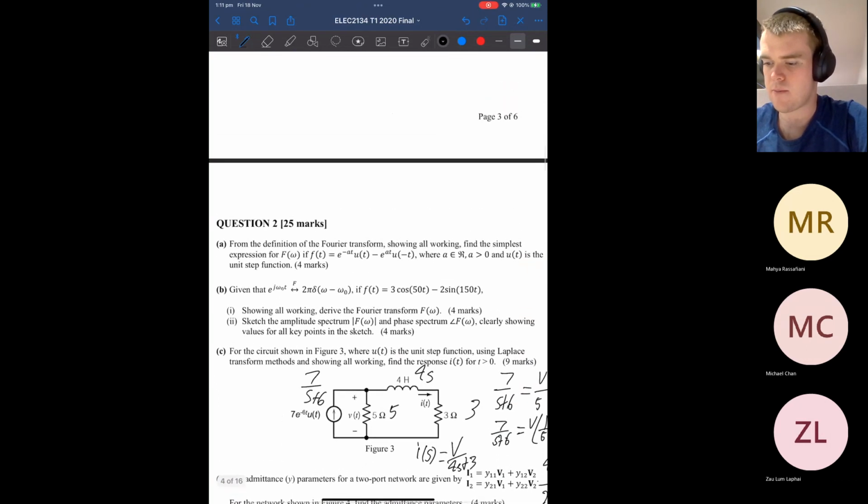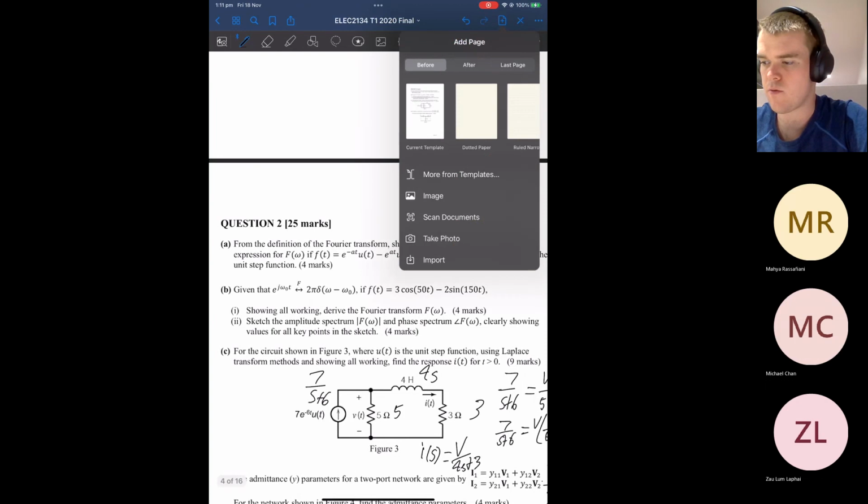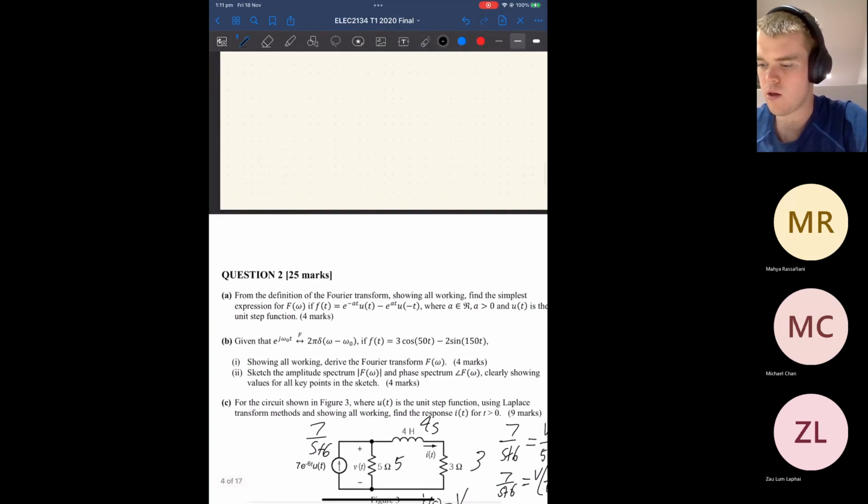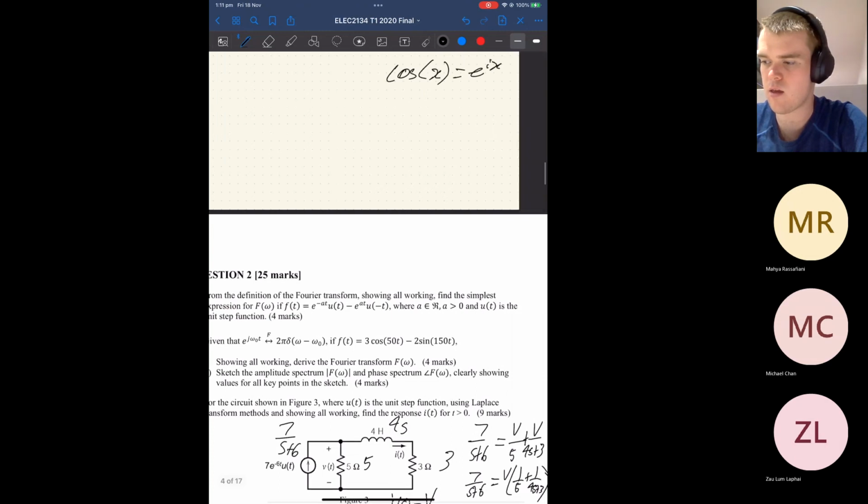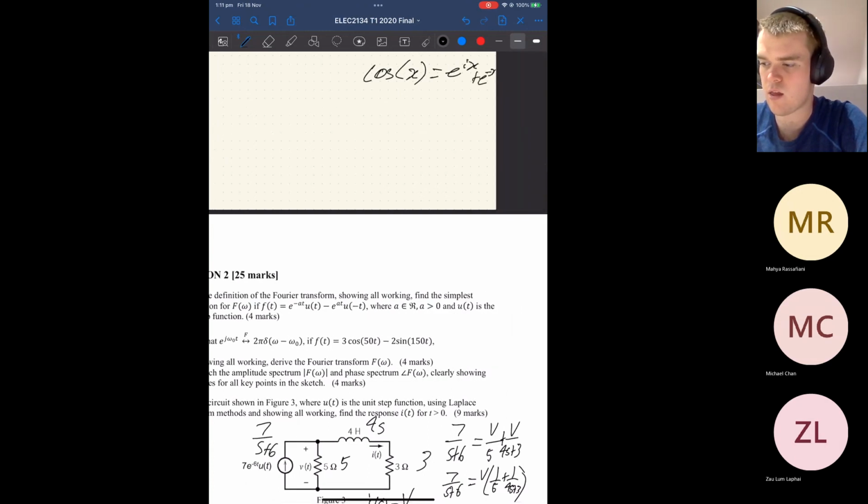Okay. Now, I am going to put this before. Squeeze it in there. Okay. So, given that e to the j omega naught t is equal to this, if f of t is equal to this minus that, showing all working, derive the Fourier transform. What we should be thinking, well, we know that cos of x is equal to e to the ix plus e to the minus ix all on 2, and sine of x is equal to e to the ix minus e to the minus ix all on 2i.